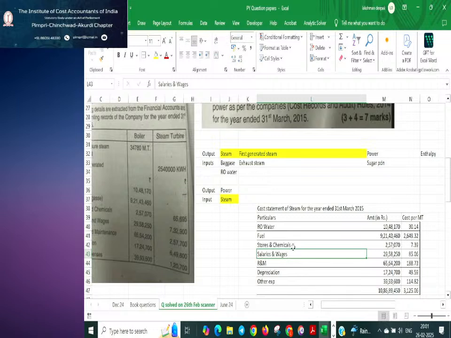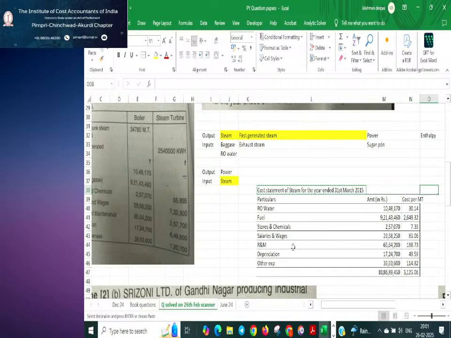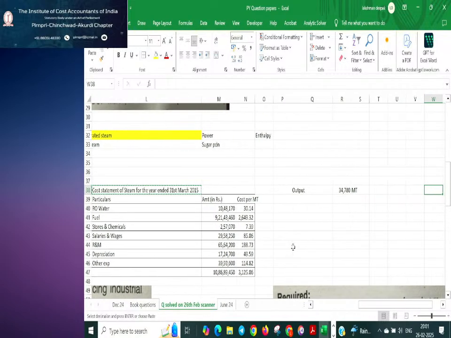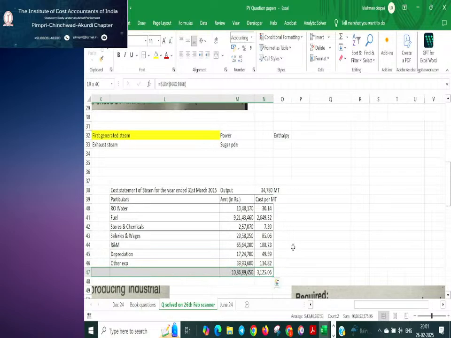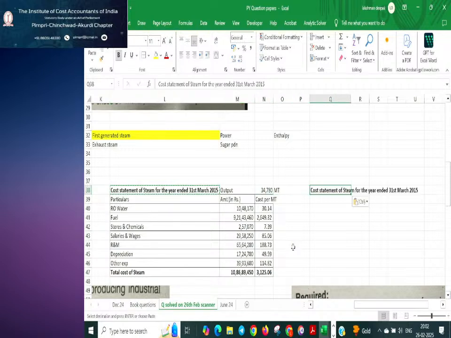So what they are telling is 80% is for the exhaust steam. Right? So 20% will come here. Got it? So what we got to do for the cost statement of power for the year. So let me prepare the cost statement over here. I've given the output here, I'll put it here, so that our formulas doesn't get affected. So this is total cost of steam. Now from here we are moving to cost of power.